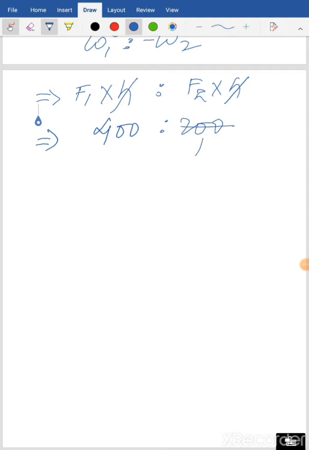So 200 ones are 200, 200 twos is 400. So I get the ratio is 2:1. So here you write the statement: the work done by them is in the ratio of 2:1. So that would be the statement. All right, then let's move to question number 2.